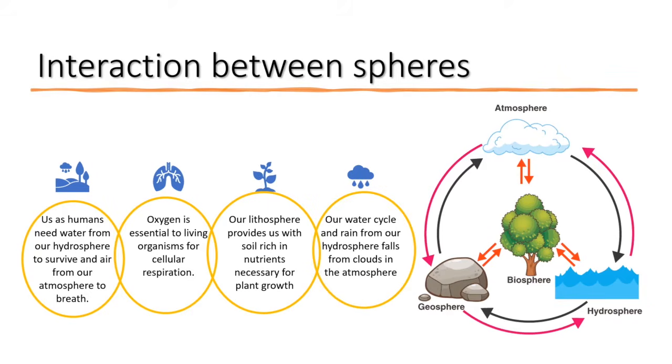Lastly, our water cycle and the rain from our hydrosphere then falls from the clouds which are found in our atmosphere down to our lithosphere. This then forms part of streams and rivers as well as dams that can provide drinking water for wildlife and humans in our biosphere. The rain that comes from the hydrosphere in the atmosphere will then also provide the necessary water for plant growth. This plant growth will eventually help us as humans and in the biosphere to provide us with the necessary nutrients that we need.